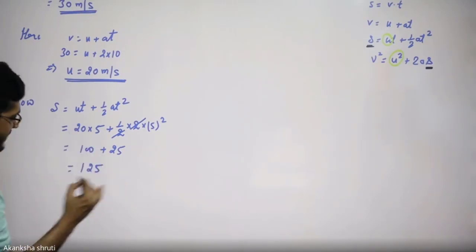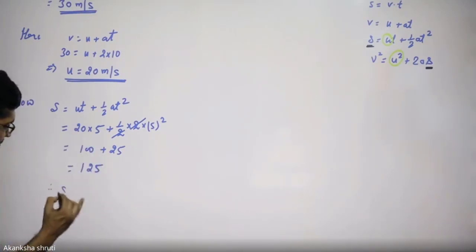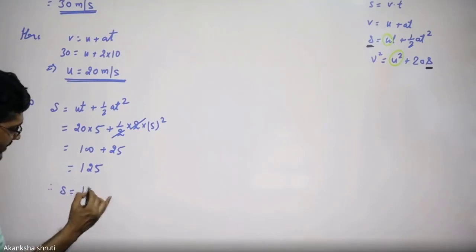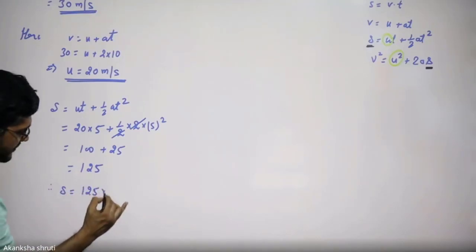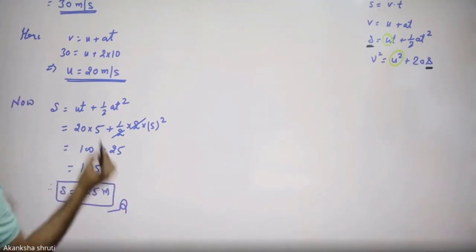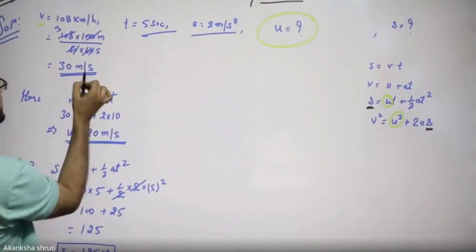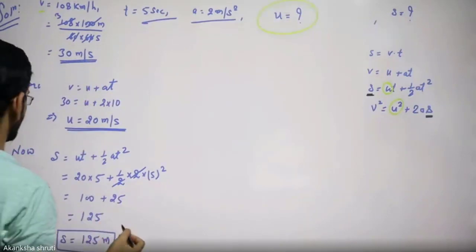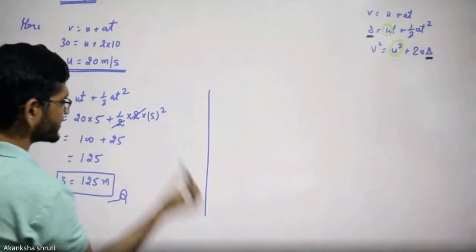And unit is very important. Therefore, displacement S is 125 meter. Very important, student. Though one of these speeds was given in kilometer, we had converted it into the meter. Students, it was this one.